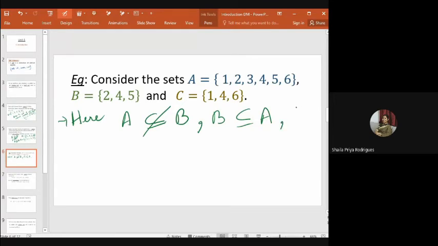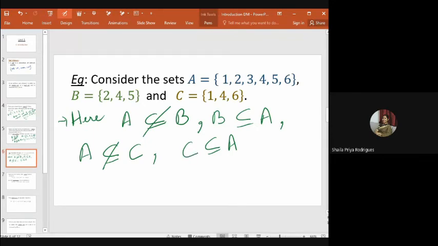Next, I want you to check whether A is a subset of C. Is A a subset of C? No, A is a larger set, obviously not. So A is not a subset of C. Next, is C a subset of A? All the 3 elements, 1, 4, and 6 of C are present in A. So C, yes, is a subset of A.